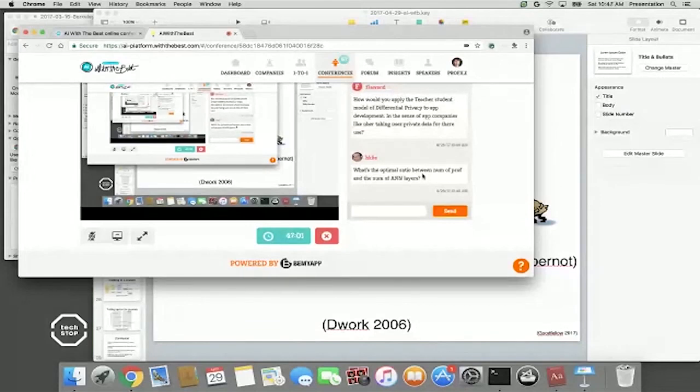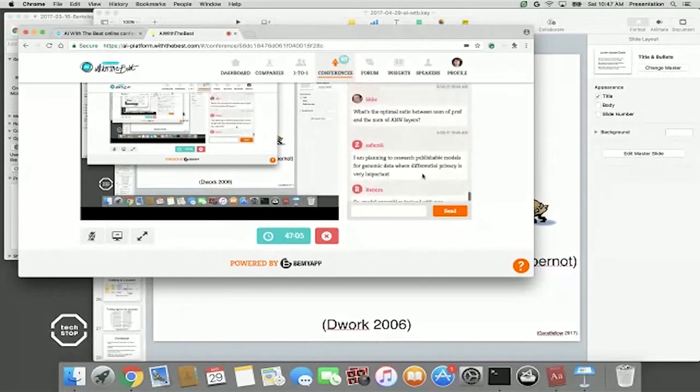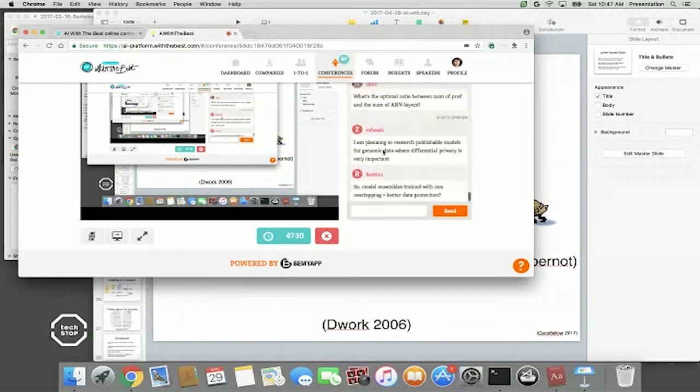Somebody asks, what's the optimal ratio between the number of teachers and the number of ANN layers? I actually don't know what they're asking about exactly there.